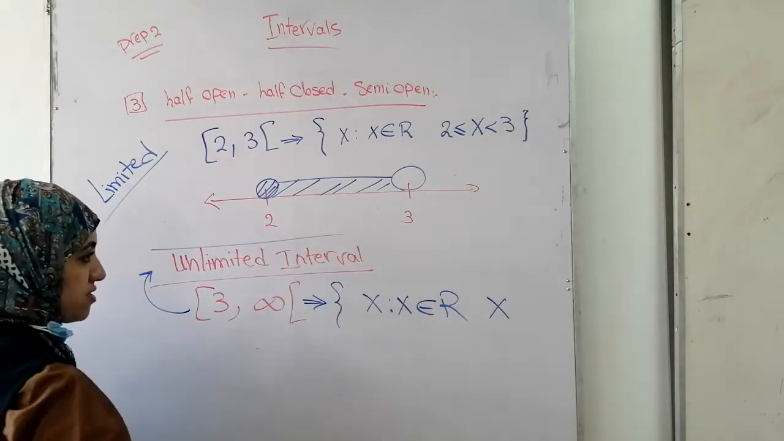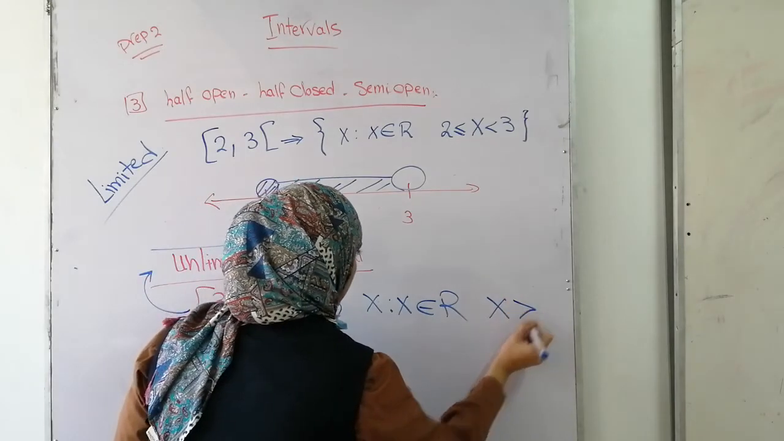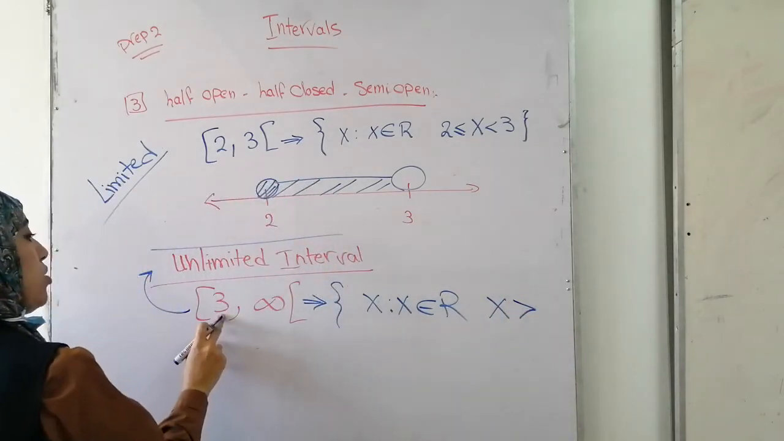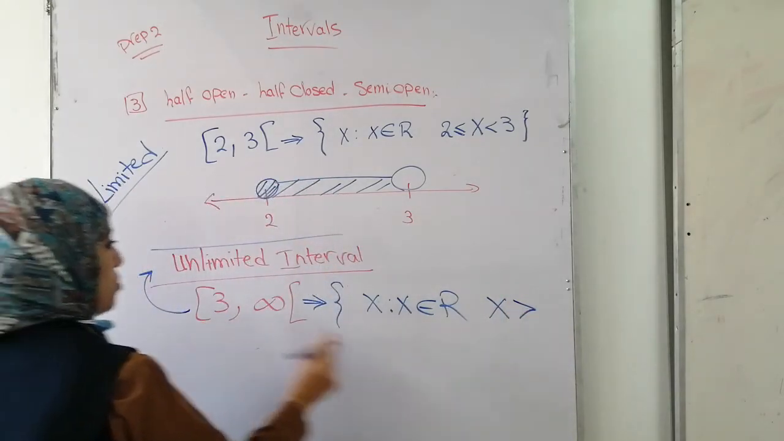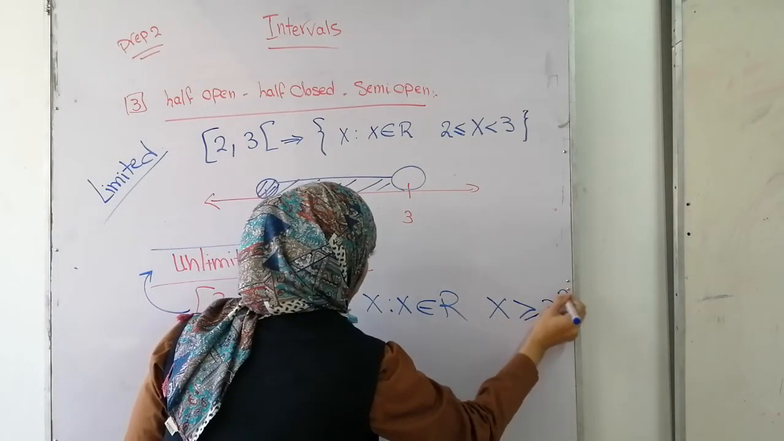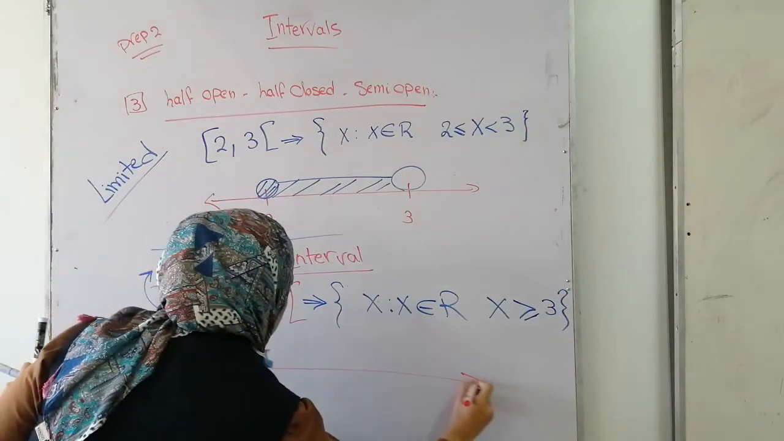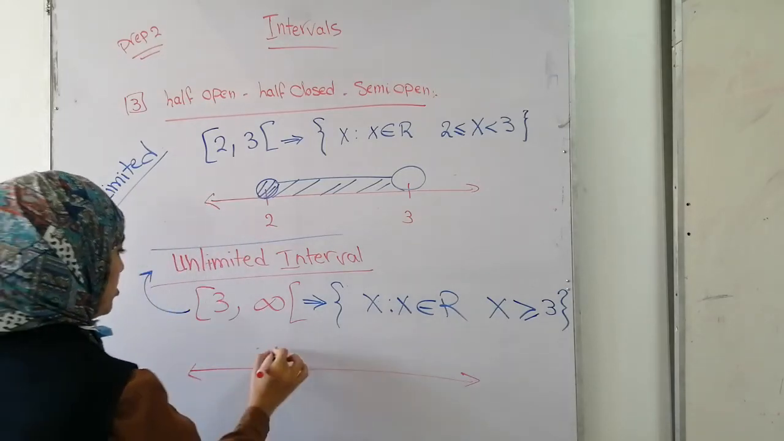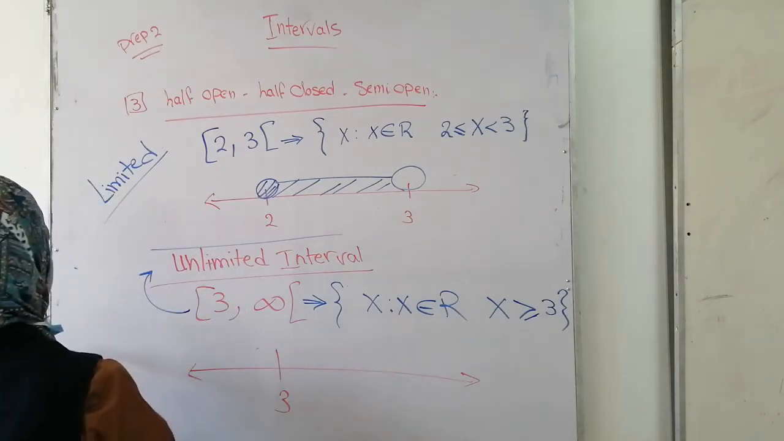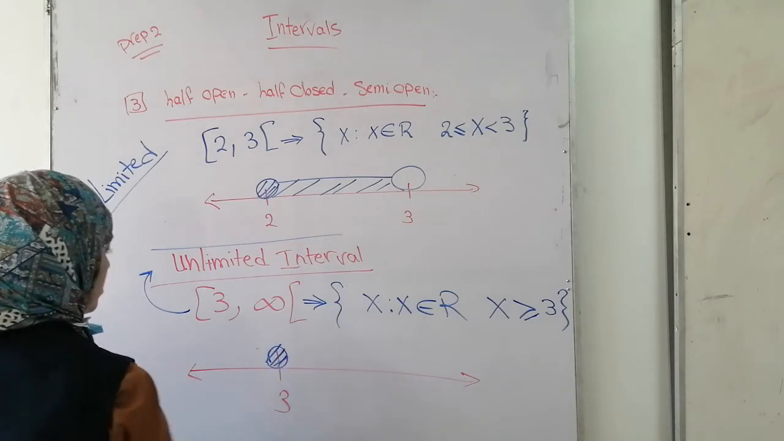3, 4, 5, 6. So it's bigger or smaller? So x is bigger. So I write x bigger. 3 with me or not with me? It's with me. So I write equal and write 3 and open the braces of the set. Can I represent it on the number line? Yes. I write the number line and put 3. 3 is closed. Excellent. 3 is closed.